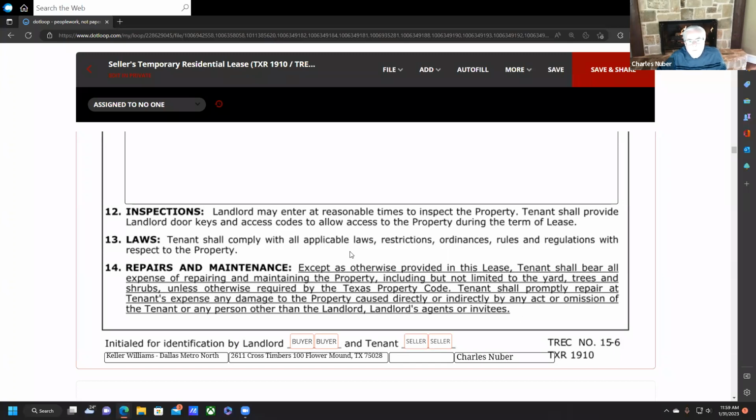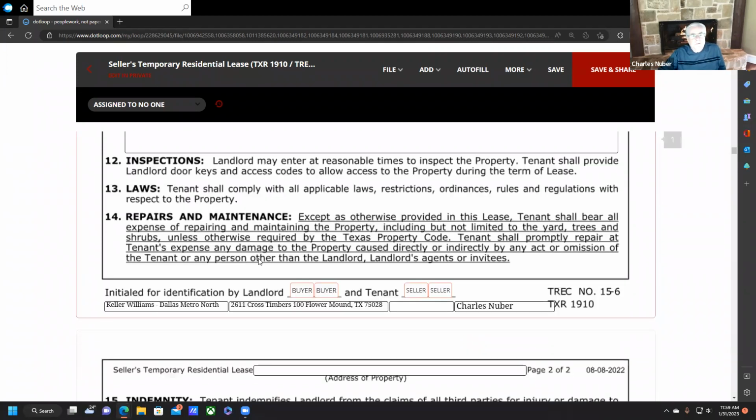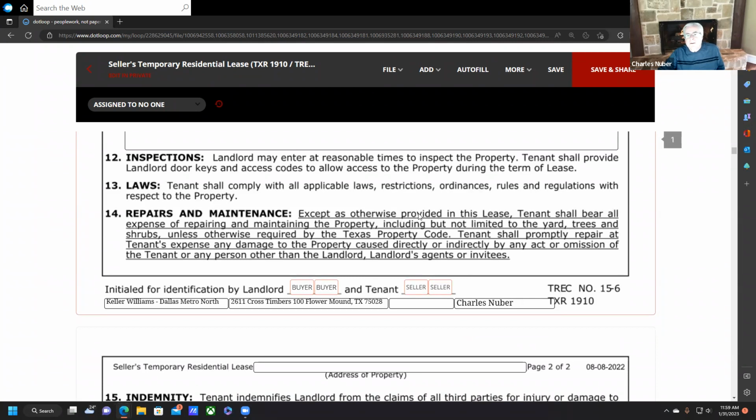Laws. Tenants shall comply with all applicable laws, restrictions, ordinances, rules, regulations with respect to the property. So there will be no rave party on the last day of the temporary lease on the property, okay? Noise pollution. Repairs and maintenance, except as provided by this lease. Now pay attention here. Tenant shall bear all expense of repairing and maintaining the property.